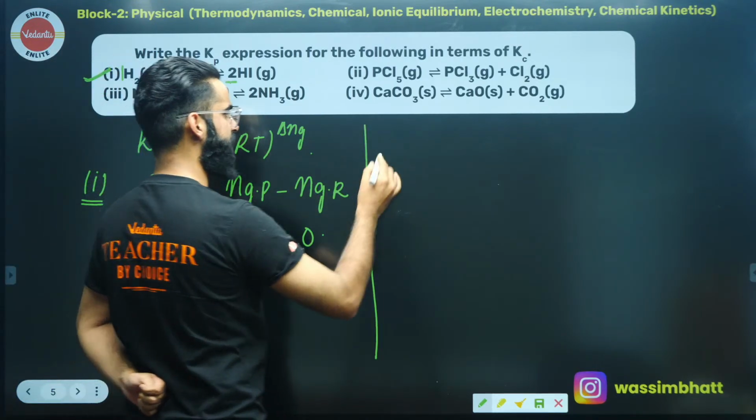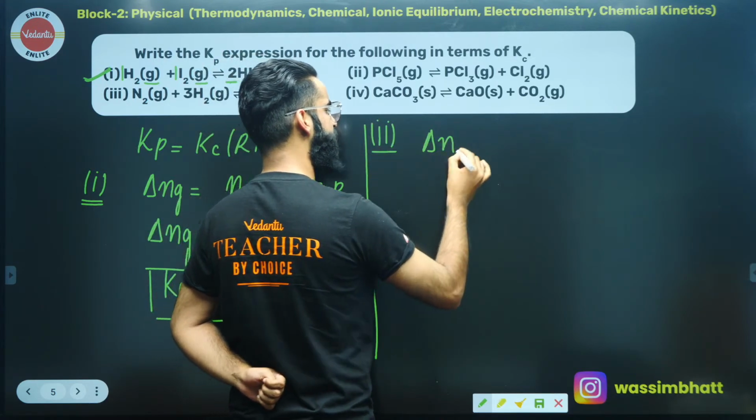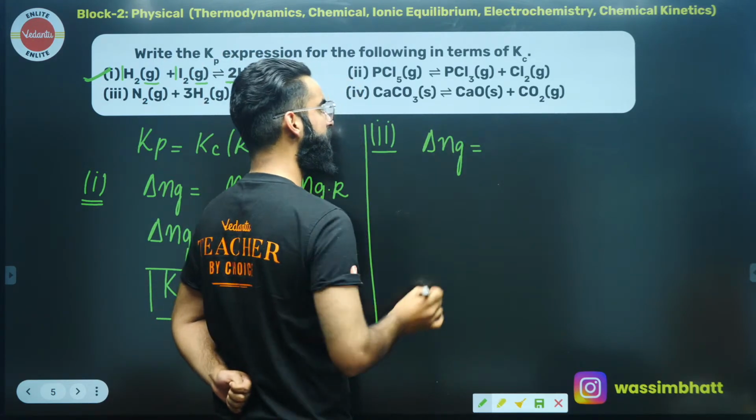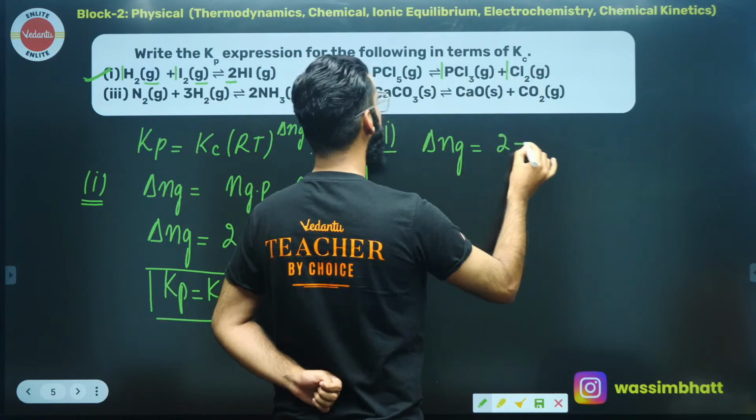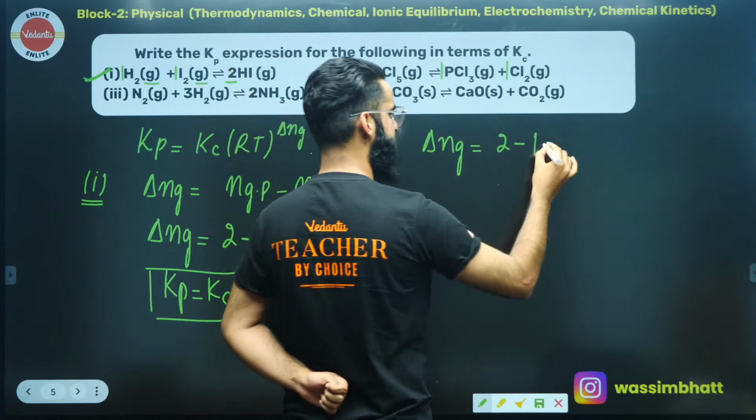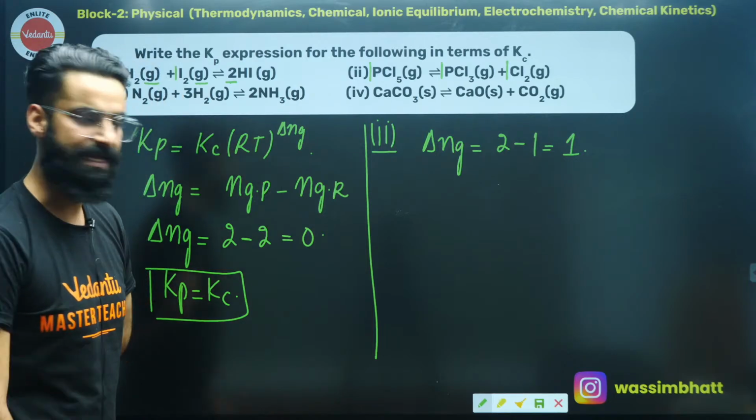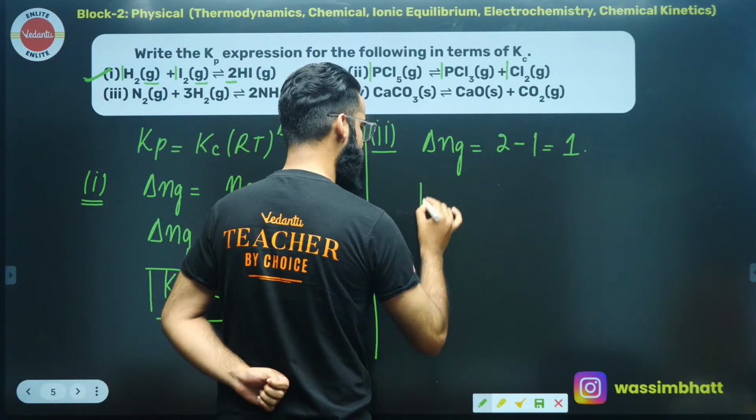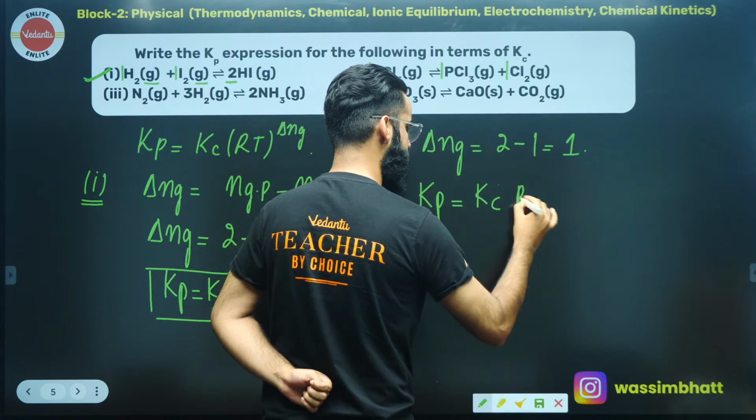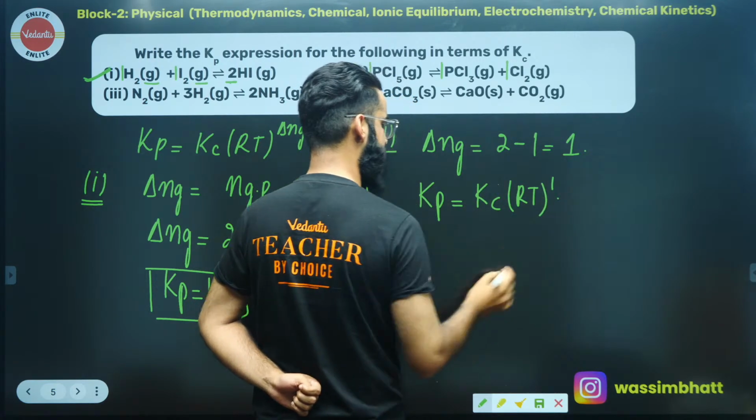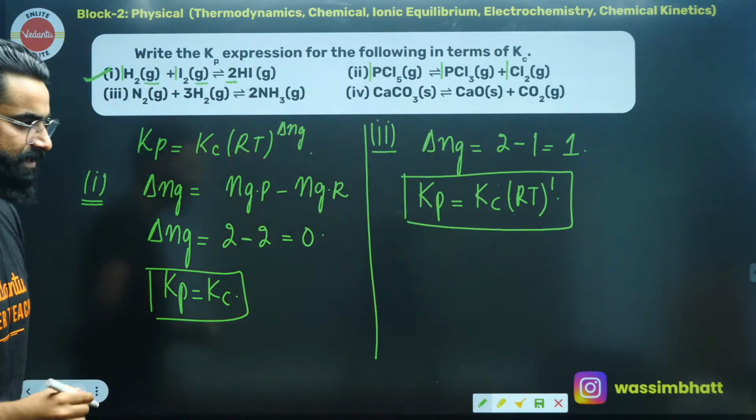If you look at the second reaction, my dear people, again calculate delta Ng for the second reaction. It's going to be very simple. Number of moles of gaseous products, which is again 1 plus 1, that comes out to be 2, minus number of moles of gaseous reactants, that's 1. The value comes out to be 1 over here, right? Once you have the delta Ng value, you can write the expression of Kp in terms of Kc. You can write Kp is equal to Kc (RT) raised to delta Ng, that is 1. So this is the relation between Kp and Kc for the second reaction, as simple as that.